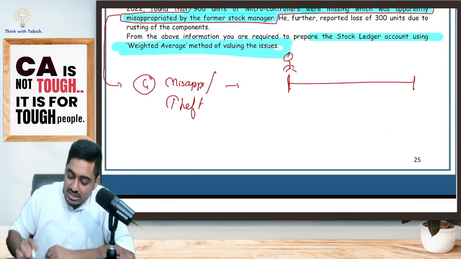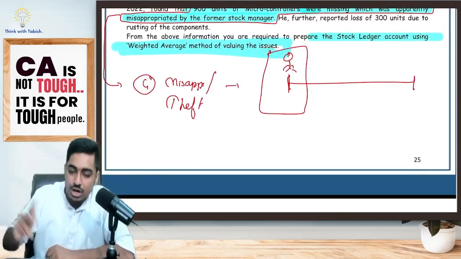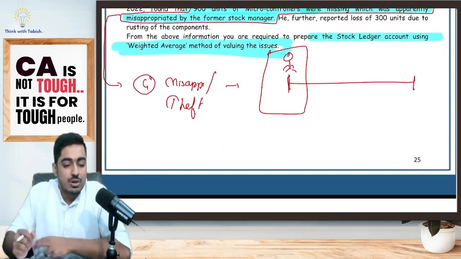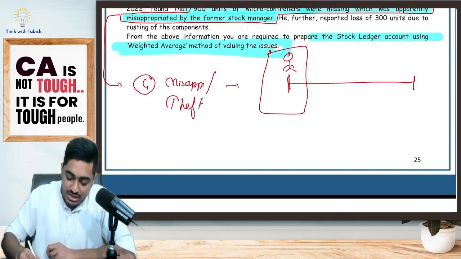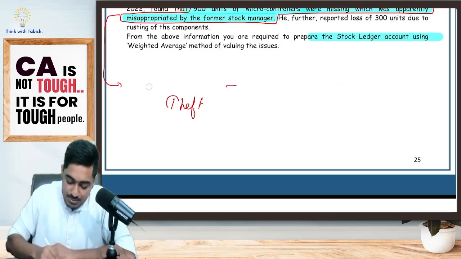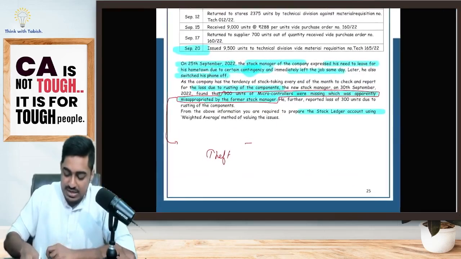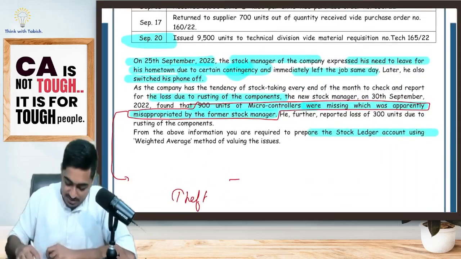Tell me, can I estimate? Can I tell before only that this stock manager is suddenly going to leave, take away all the goods and go? No. Yes or no? That means what kind of loss it is? It is abnormal loss. Yes or no, everyone? That means I'll have to show the adjustment for this.